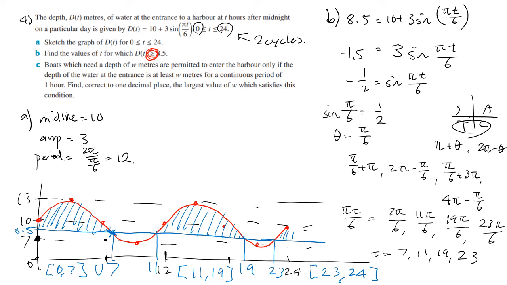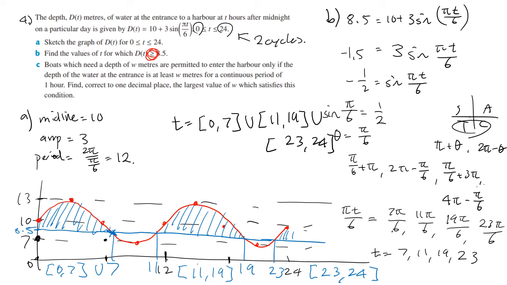So if I write that out fully, t would equal between 0 and 7, union between 11 and 19, union between 23 and 24. Done. Now let's move on to part C.